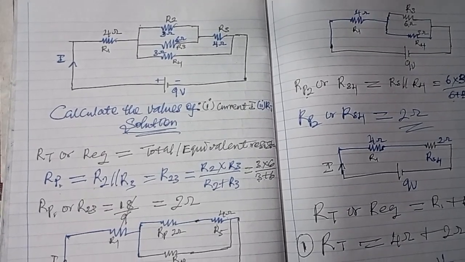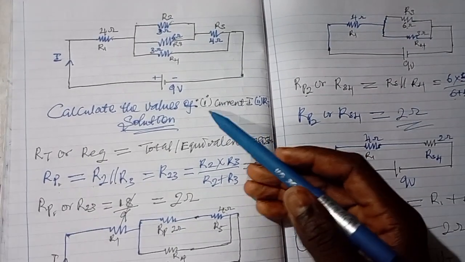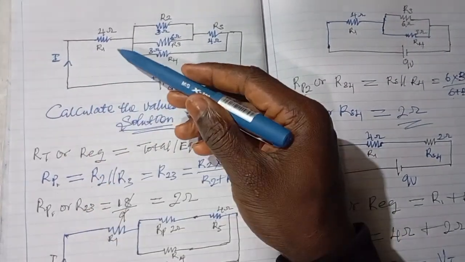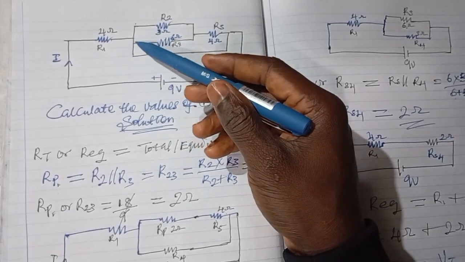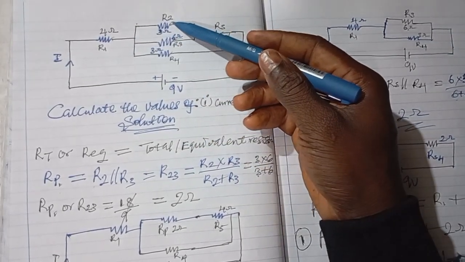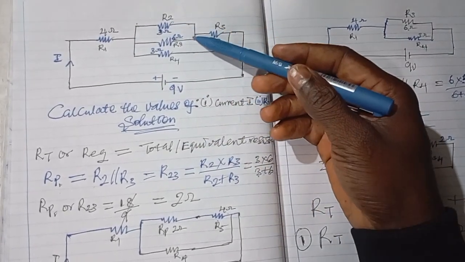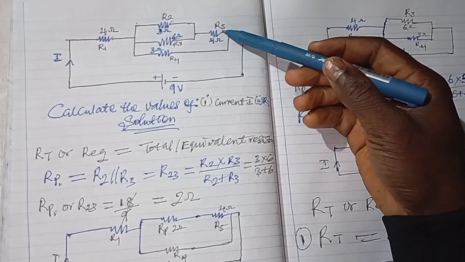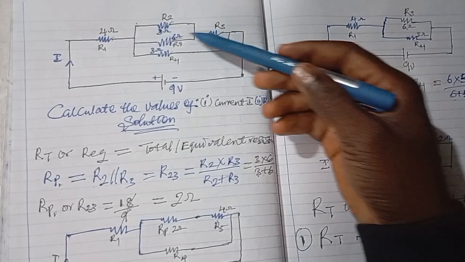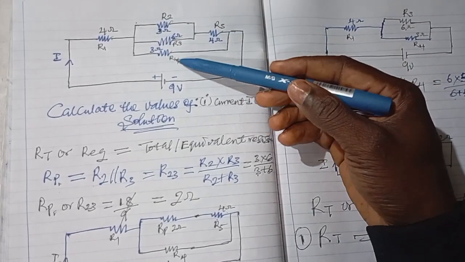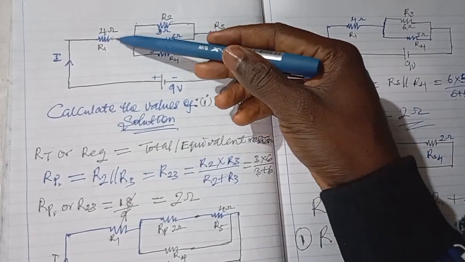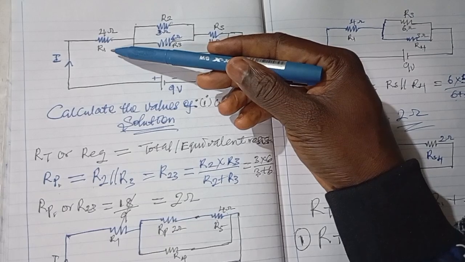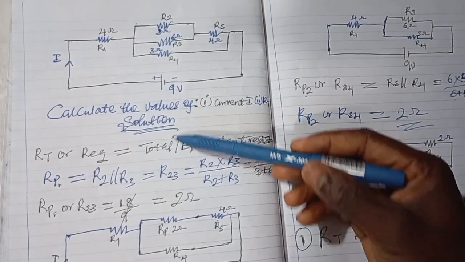Now a quick recap of what I have done. Please pay attention. R1 is a series resistor, but R2 and R3 are in parallel. Then when you resolve it, they will be in series with R5. Then that series connection will be parallel to R4. After it will now be in series with R1. So you add up.